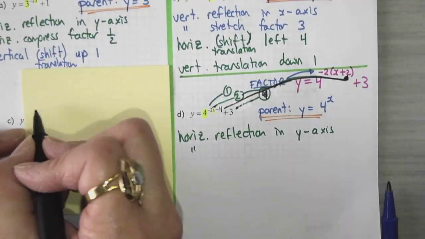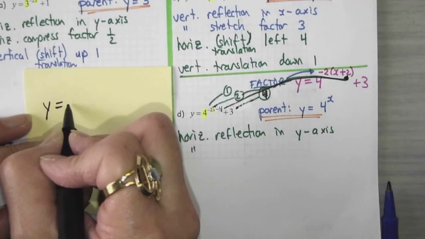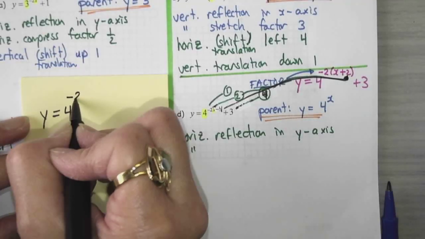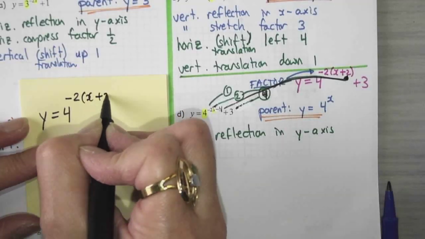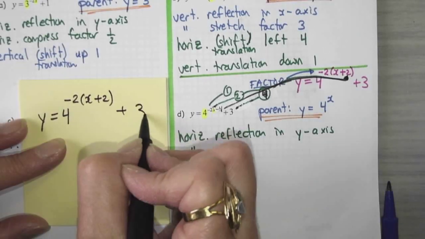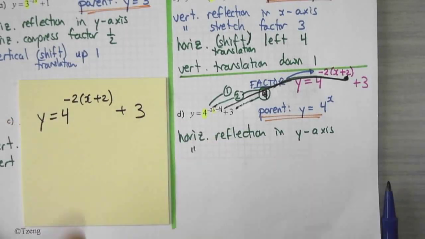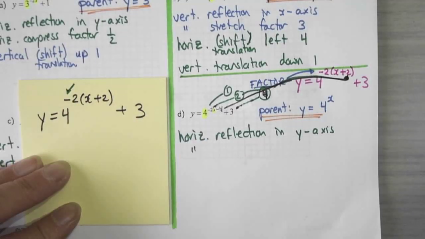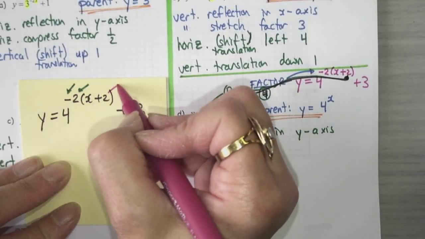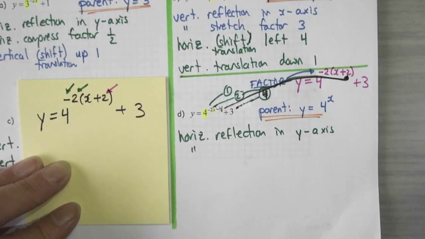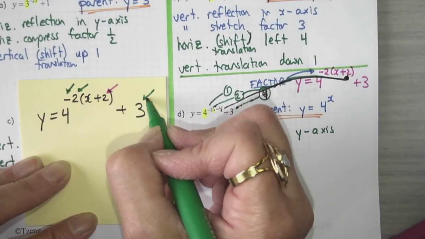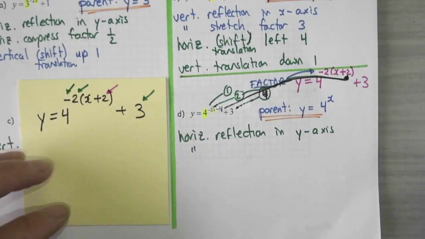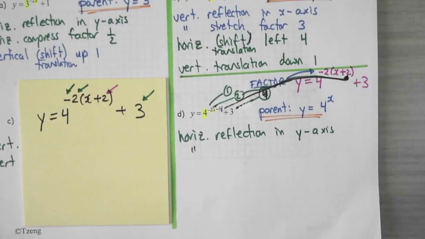I'm going to rewrite it. So y equals 4, negative 2, x plus 2 plus 3. Okay, one more time. How many do we have happening? 1, 2, what's the one I missed? 3 factored, and then 4. Does that make sense? I missed that one here, and you have to factor it.